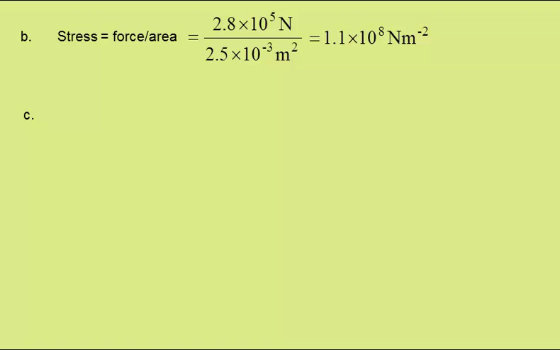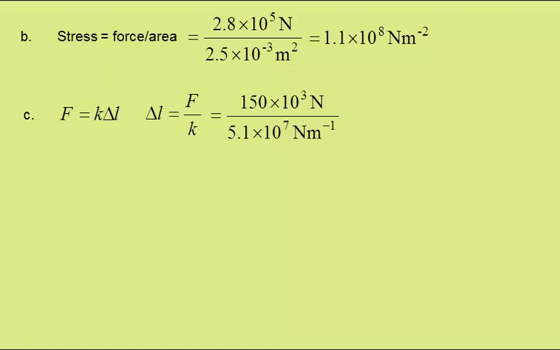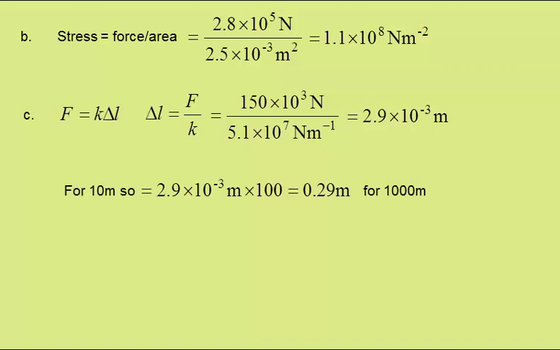For C, in a cable car system, a 1,000 meter length of cable is used. We need to find the extension of the cable when the tension is 150 kilonewtons. Well, force is constant times change in length, and so the change in length is the force over the constant, which is a force of 150 kilonewtons, the constant we found previously. This comes out at 2.9 times 10 to the minus 3 meters.